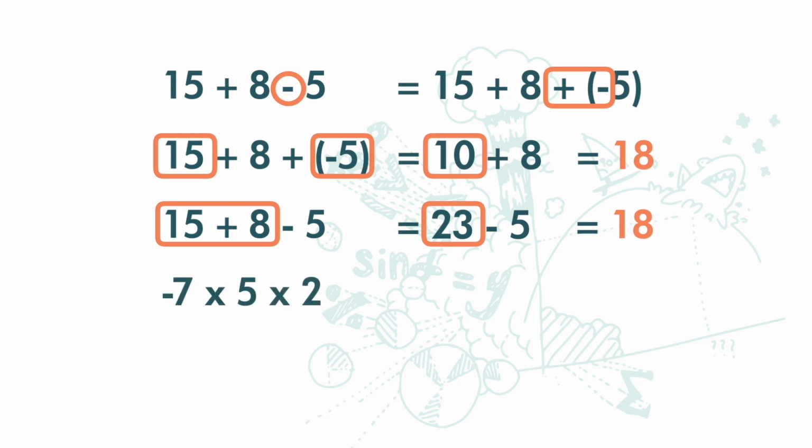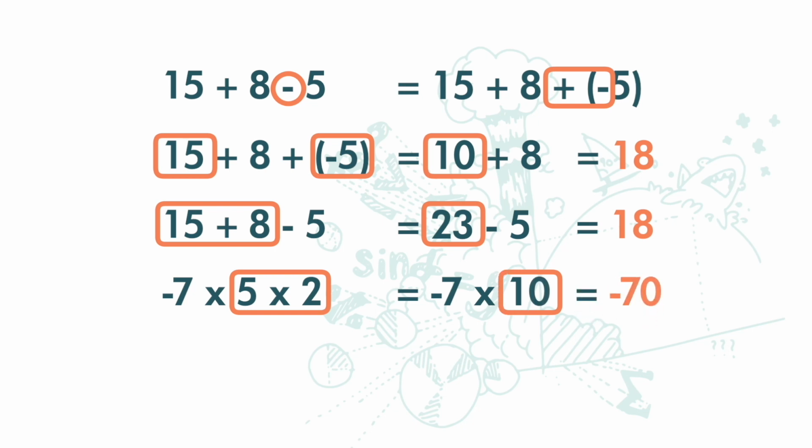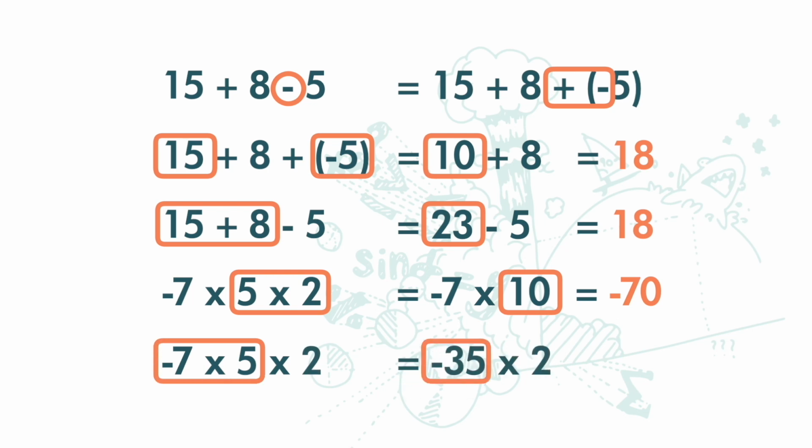Okay, this one. Negative 7 times 5 times 2. We can multiply 5 with 2 first to get 10, then only times negative 7 to get negative 70, which is slightly easier to compute. Or we can also multiply negative 7 with 5 to get negative 35, then only times 2 to get negative 70. But this is slightly harder to compute.